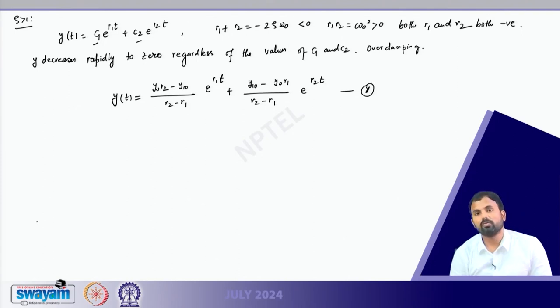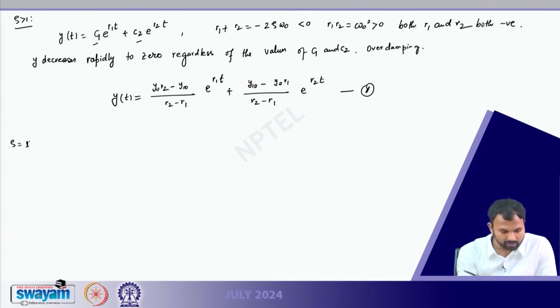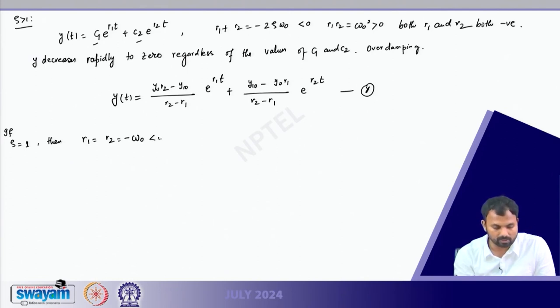So this is the solution for damped free oscillation. Let us see one example, or let us derive the case zeta equals 1 also. If zeta is 1, then what will happen? Then we have r1 equals r2, which equals minus omega 0, which is less than 0, and the general solution of the differential equation is y(t) equals (c1 plus c2 t) e to the power minus omega 0 t, right.